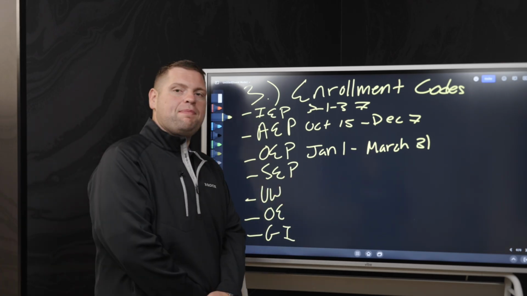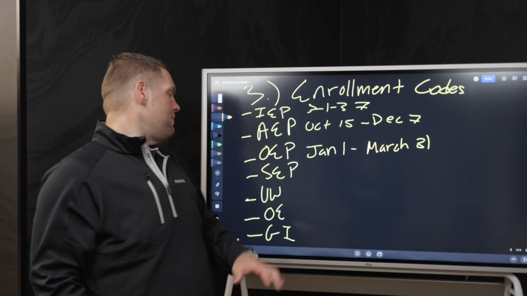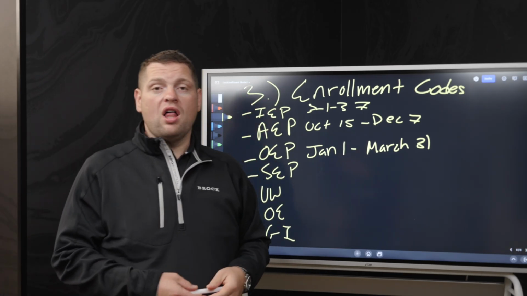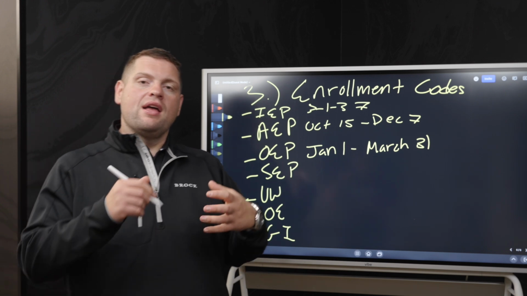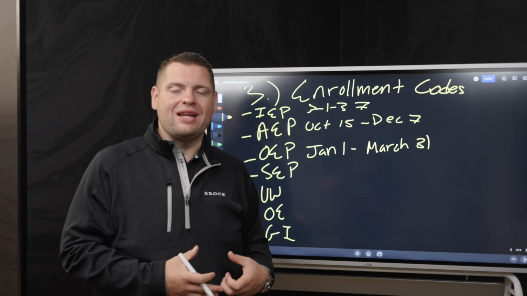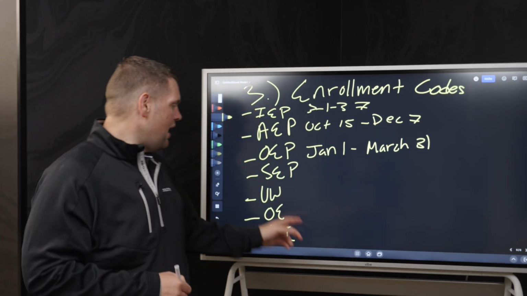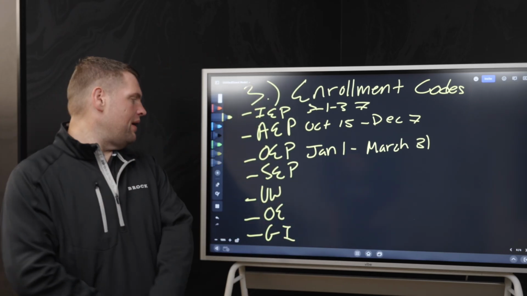And then I have SEP, which is Special Enrollment Period. Maybe I'm not in one of these time frames and I want to make a change in my plan. Well, I would have to qualify for an SEP. I would have to have a special qualifying life condition that would allow me to make a change outside of these enrollment periods, and that would be a Special Enrollment Period.